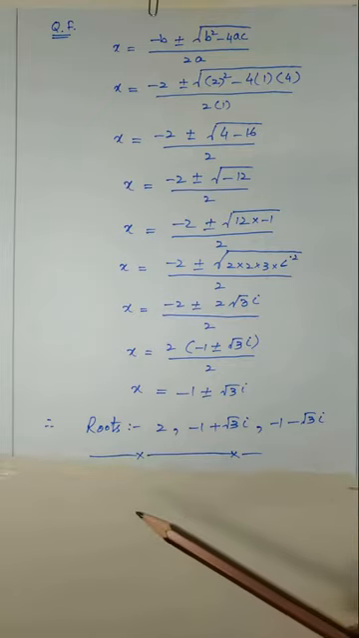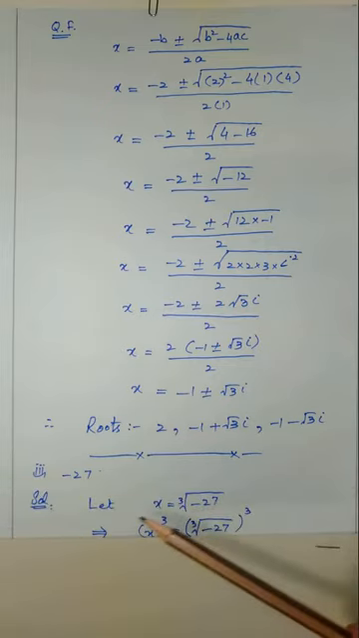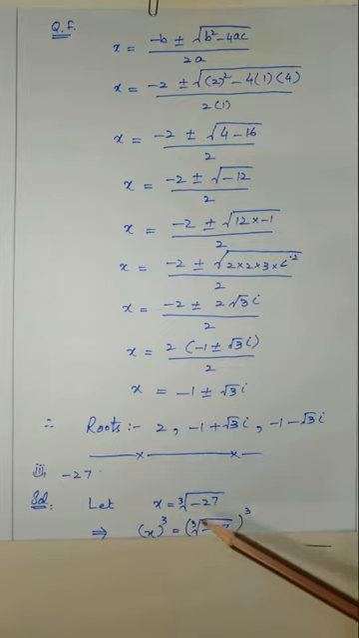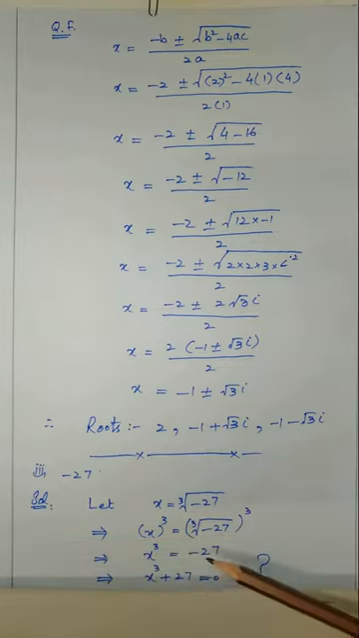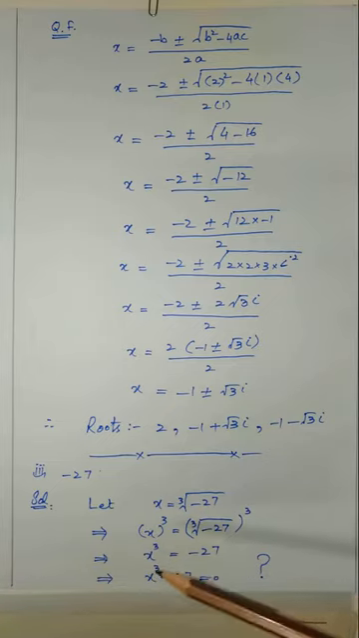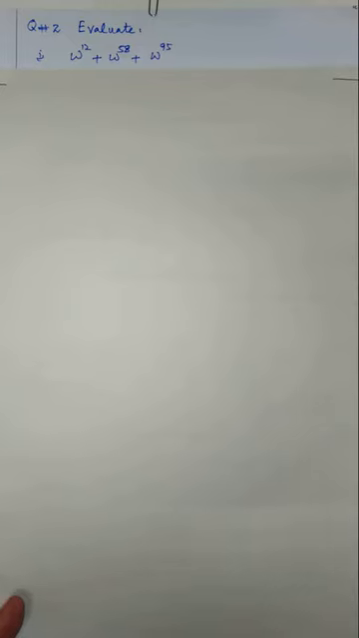The part number third is minus 27. Let x is equal to the cube root of minus 27. To remove the cube root, cubing both sides, shift this to the other side, apply the formula, and the student will solve it by themselves. Now question number 2 is given: simplify omegas.